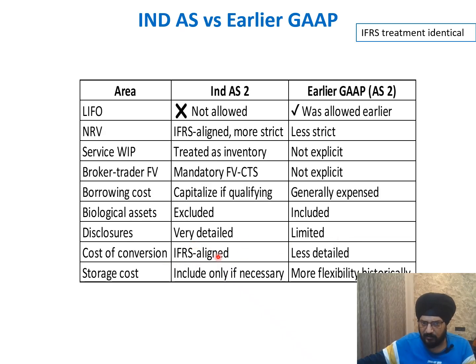Cost of conversion is aligned with IFRS, and storage cost is included only if necessary, but it was more flexible earlier. There was no explicit exclusion of that, but it has only been mentioned in IND AS 2 that it has to be included only if it is necessary and required for the production. So with this, we have come to the end of this IND AS 2 slide presentation.